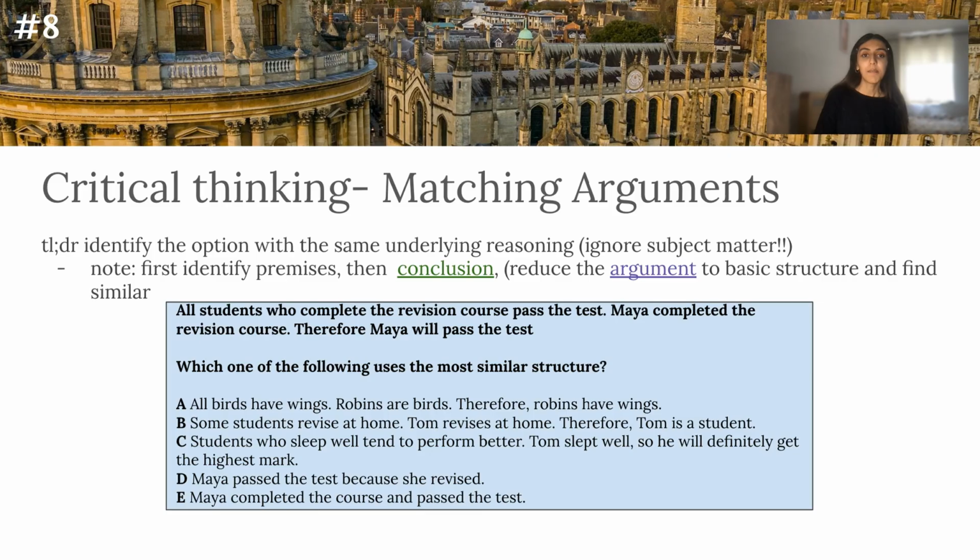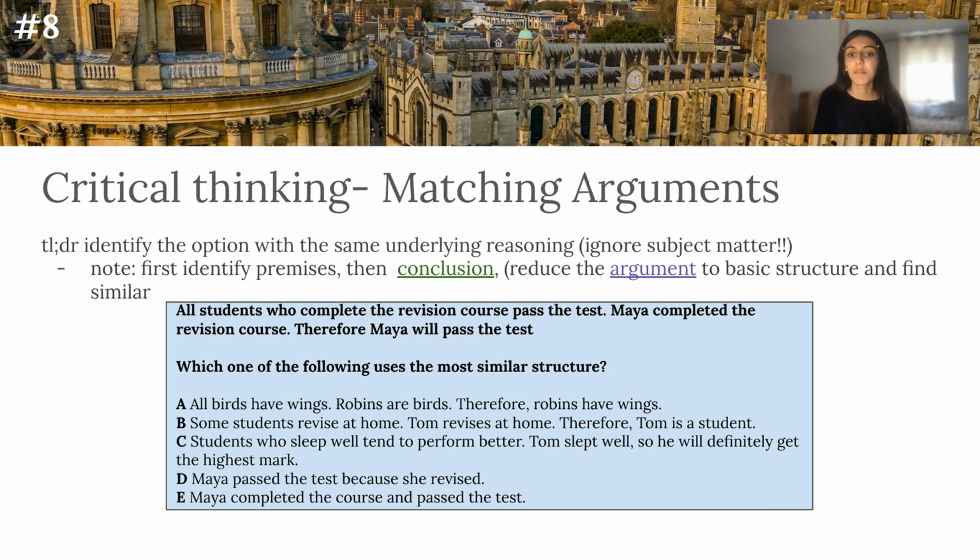So don't look for similar words or similar situations, rather look for the same sort of relationship between evidence and conclusion. So if we read my example, all students who complete the revision course pass the test. Maya completed the revision course. Therefore, Maya will pass the test. So which of the following uses the most similar structure? A. All birds have wings. Robins are birds. Therefore, robins have wings.